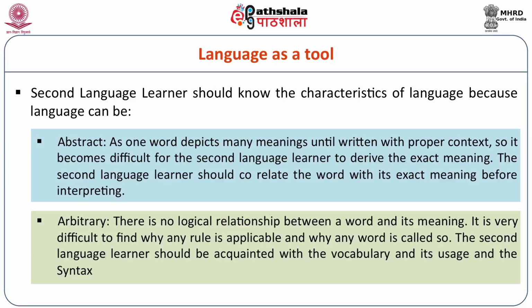Now we say it's arbitrary. There is no logical relationship between a word and its meaning. Meaning depends upon the context in which the word is placed. If you put the same word in a different context, it may bring different meanings. It is very difficult to find why any rule is applicable and why any word is called so. The second language learner should be acquainted with the vocabulary and its usage and its syntax as well.